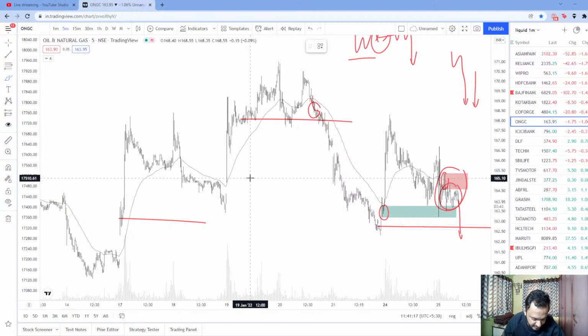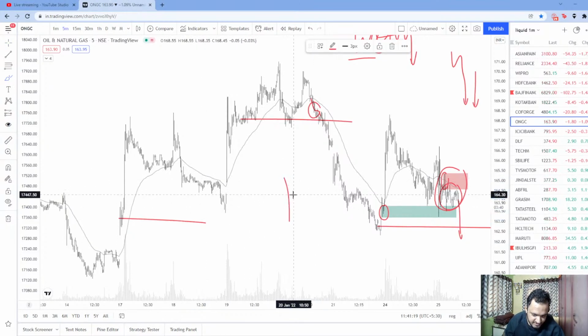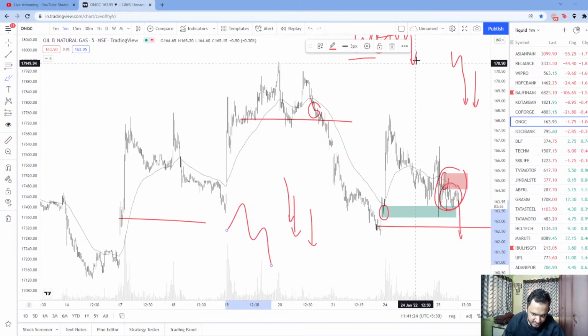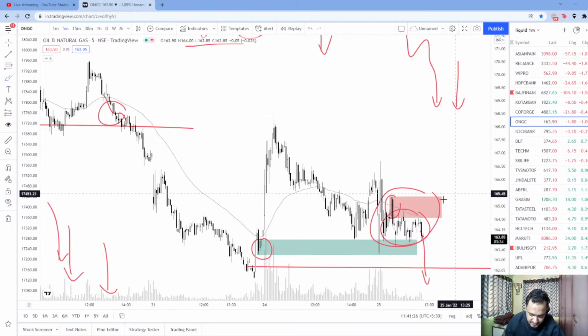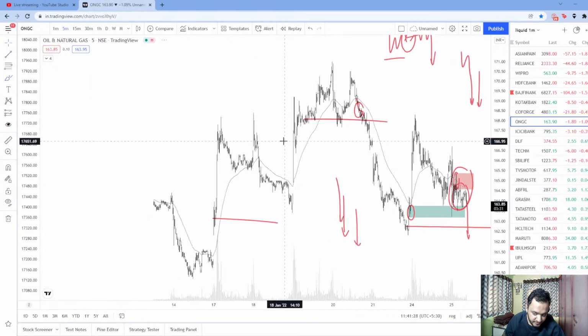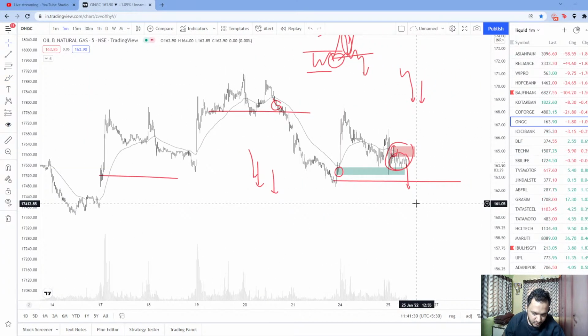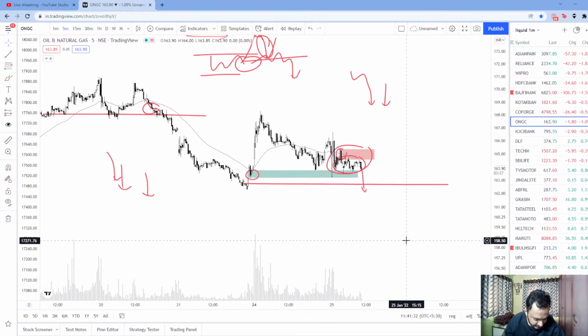If the market gets a little volatile, stocks will start dropping. All right, if the market does something like this, stocks will start dropping very fast, especially the weak ones, especially the ones which are trying to break down of some range. So 1:2 or 1:3, you can make it very easily.